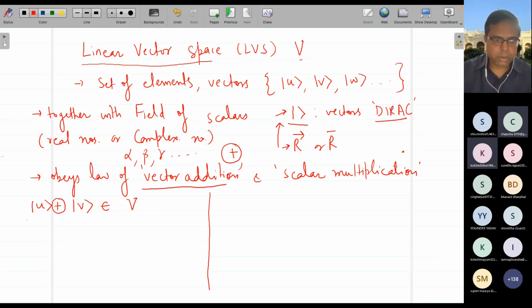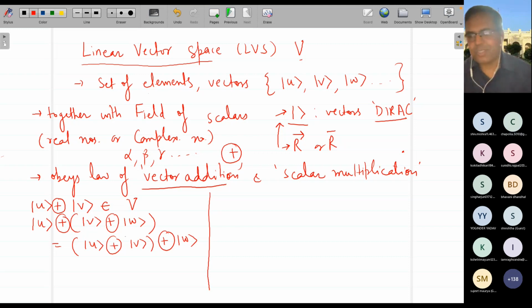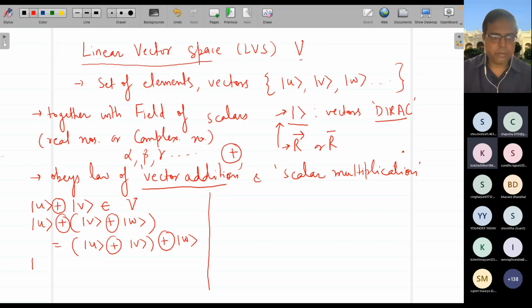Okay. What are the other rules? (u plus v) plus w will be equal to u plus (v plus w). Now what is this famously called? Associative law. Associativity, right? Yes. Then, so this is, let me number them, 1, 2, 3.